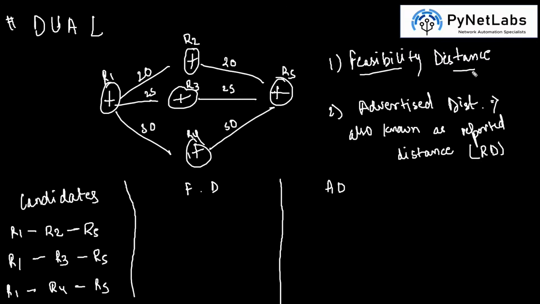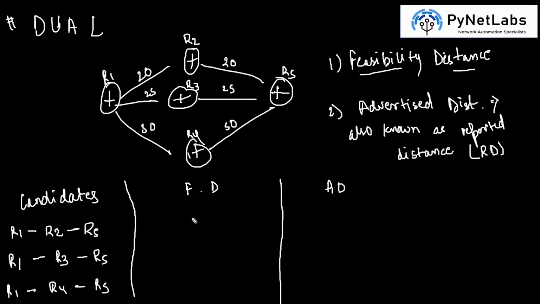Now let's understand what feasibility distance is. Feasibility distance is the total cost from source to destination. Cost is nothing but the metric value which we have assumed as 20. I want you guys to answer this: for the first route, what will be the feasibility distance? I'm repeating that feasibility distance is the total metric value, or the total cost from source to destination. So from R1 to R2, then from R2 to R5, what will be the feasibility distance? 40, right? So we have the answer 40.